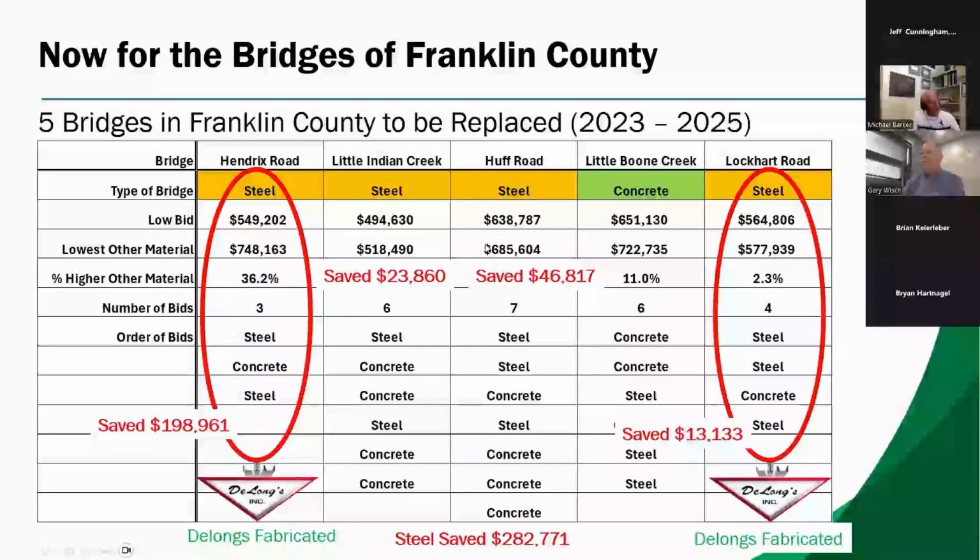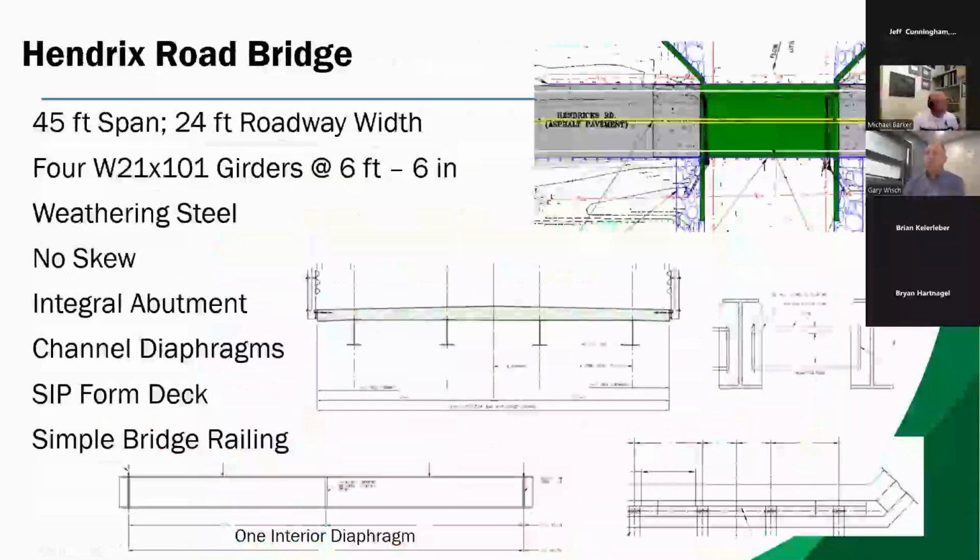In fact, we can see in the red up in the table, the ones that went steel, the savings over the concrete options. Then down at the middle at the bottom it says, hey, overall, steel saved $280,000 for this county because they bid and didn't just assume concrete was going to be less expensive. Now, the 2 I've circled there are bridges that were designed and then fabricated by DeLong's Inc. And I'm going to let Gary talk about those 2 bridges as we go through the different parts of those. Okay.